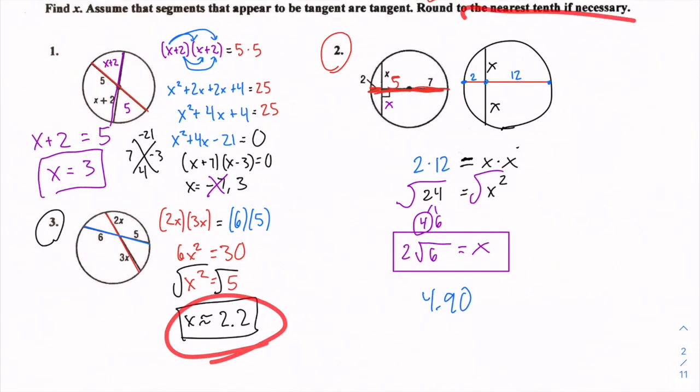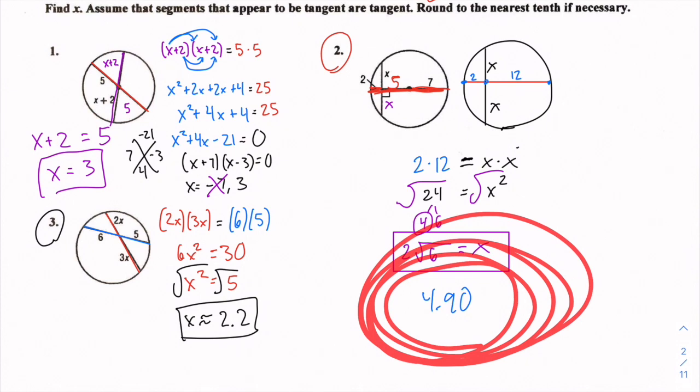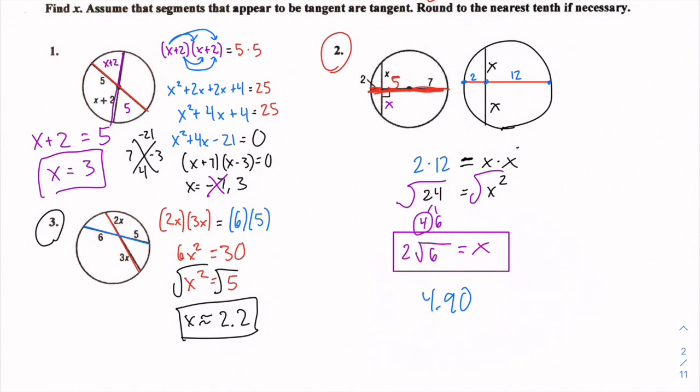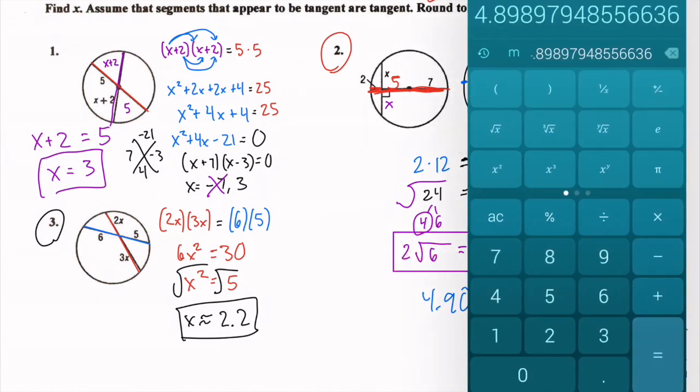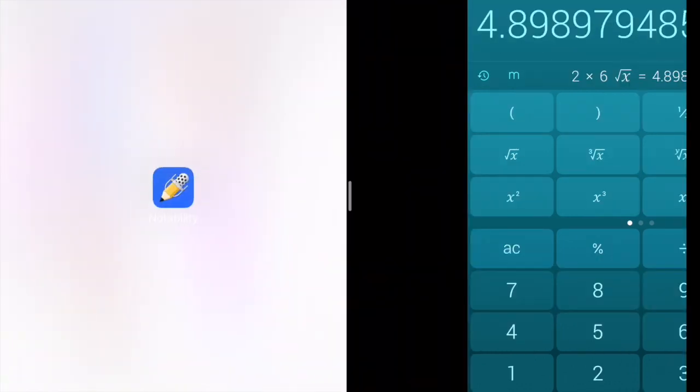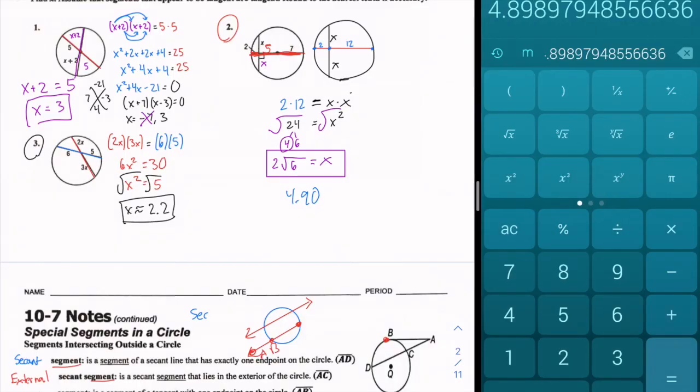Round to nearest tenth. And back to problem 2, if we're going to round this, it would be 4.9, I believe. Check that real quick. Yeah, 4.9. Don't put that 0 there. That 0 should not be there.